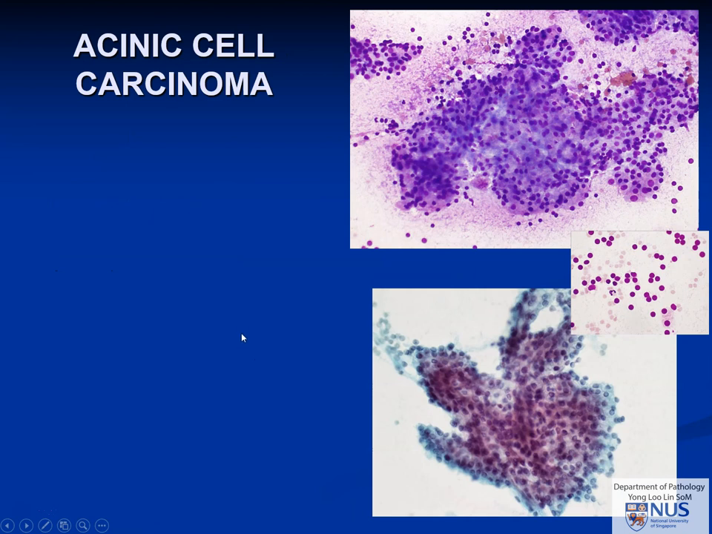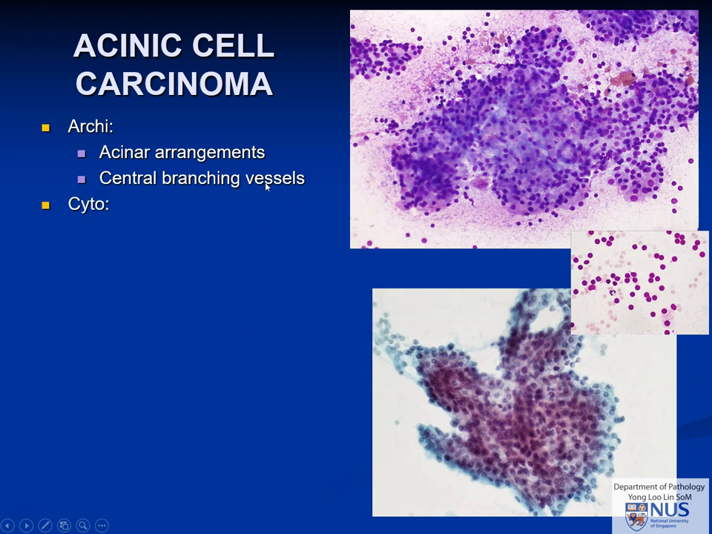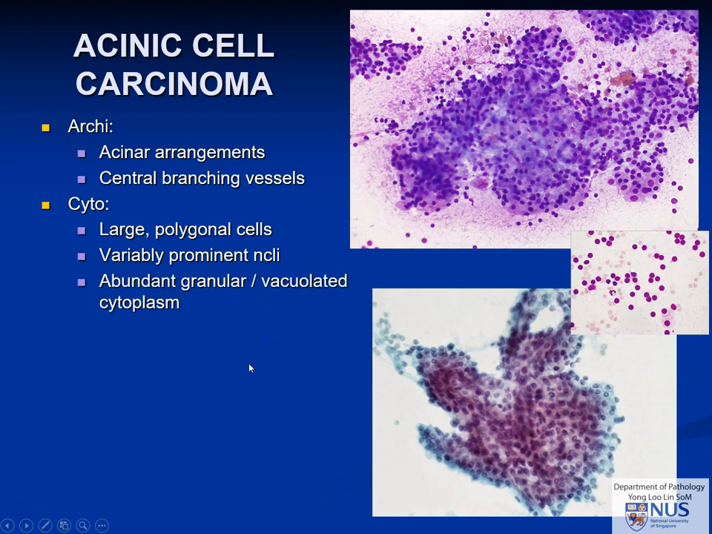Now for acinic cell carcinoma, the smears are often pretty cellular and you would see acinar arrangements, but they are not tight balls as those that you see in benign salivary gland parenchyma. So discernible acinar arrangements, sometimes the tissue fragments have central branching vessels, but usually you will not get adipose tissue. The cells themselves are quite large and they have rounded nuclei which are quite eccentric with variably prominent nucleoli.